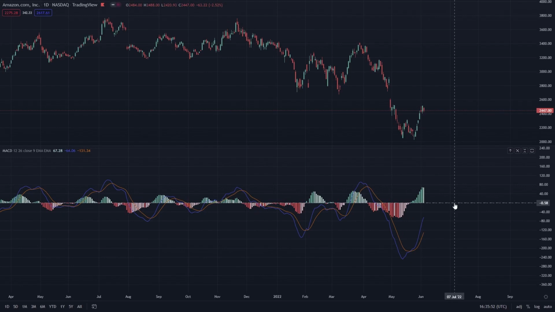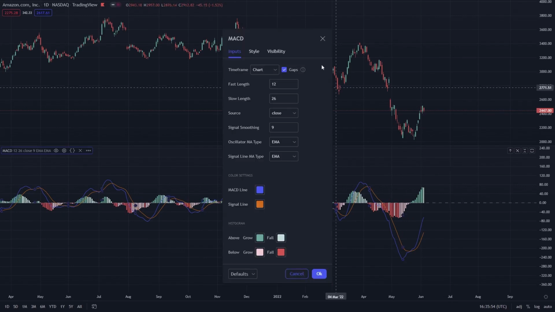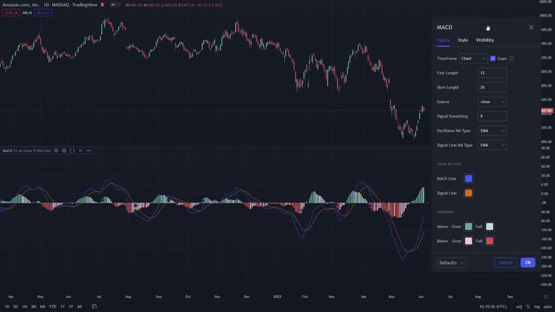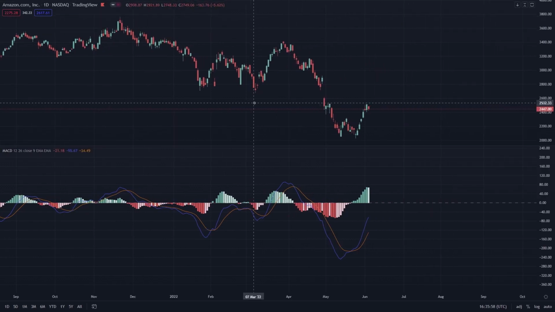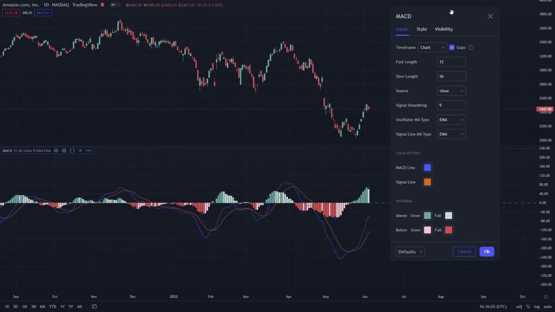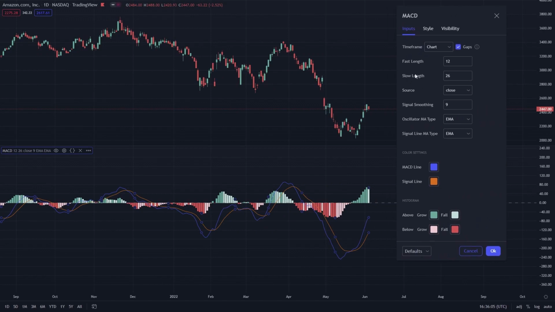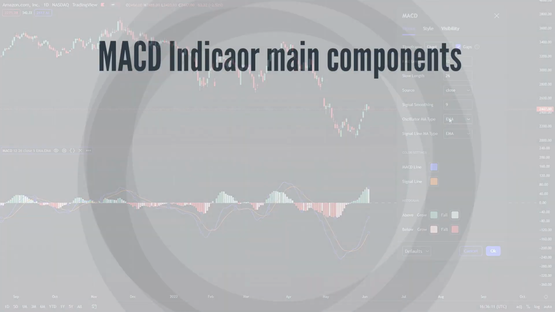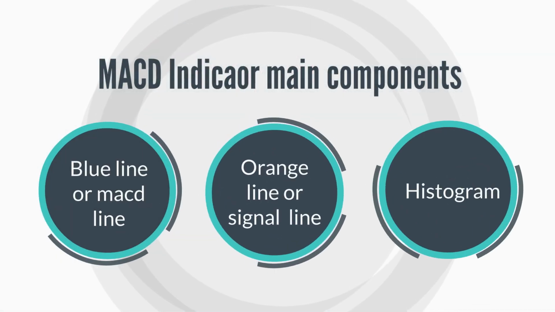If we click on the indicator we can see the default values for the moving average convergence divergence indicator on TradingView. These are the default set values for the MACD indicator. Blue line or fast length is 12, orange line or slow length is 26 and signal smoothing is 9 by default on TradingView. The MACD indicator has 3 main components.